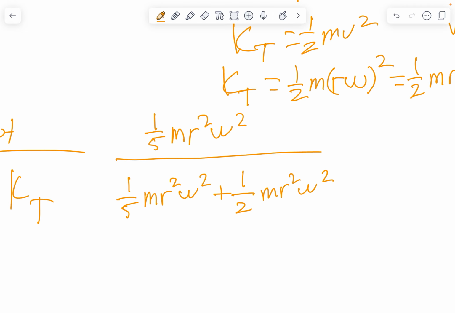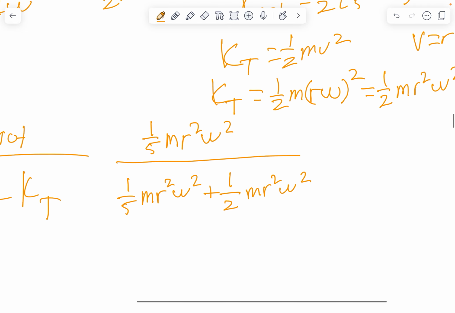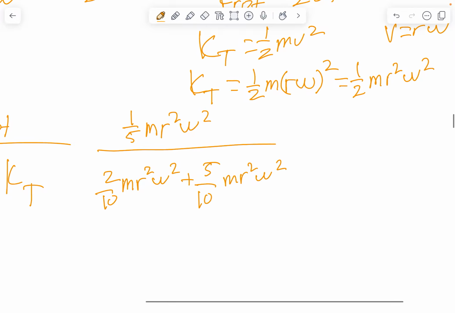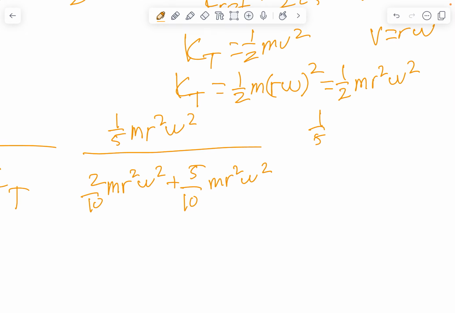So now it becomes algebra to simplify our fraction. So then 1/5 plus 1/2, right, the common denominator is 10. So 1/5 I will write as 2/10. 1/2 I will write as 5/10. So the bottom is 7/10. Like 2/10 plus 5/10 is 7/10. So then 1/5 m r squared omega squared and 7/10 m r squared omega squared. Right, m r squared omega squared on top, m r squared omega squared on the bottom. So then it's 1/5 over 7/10.